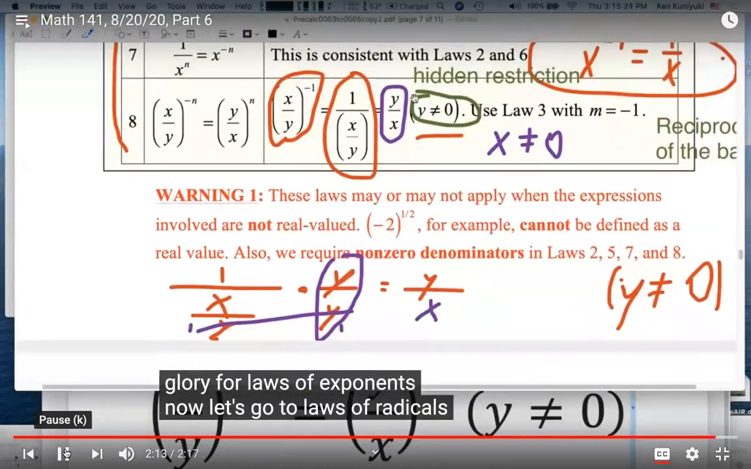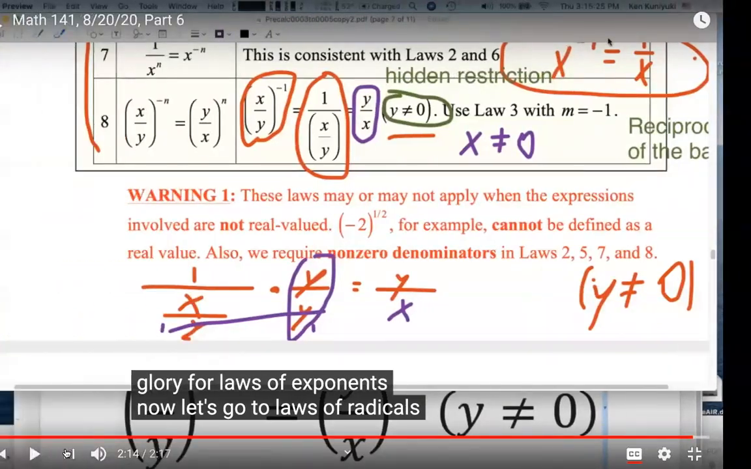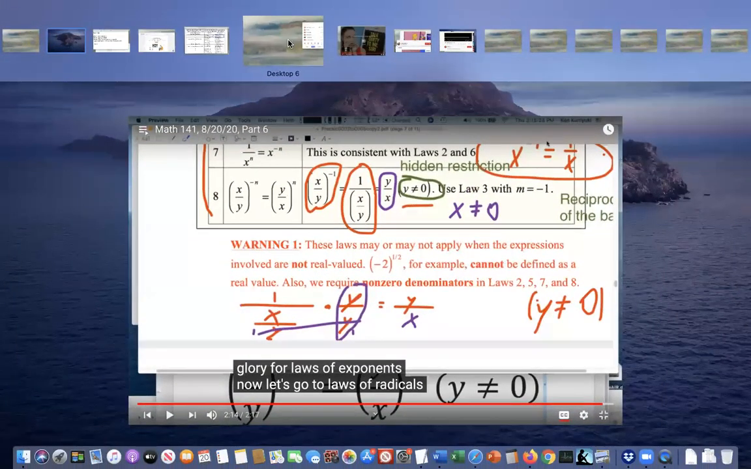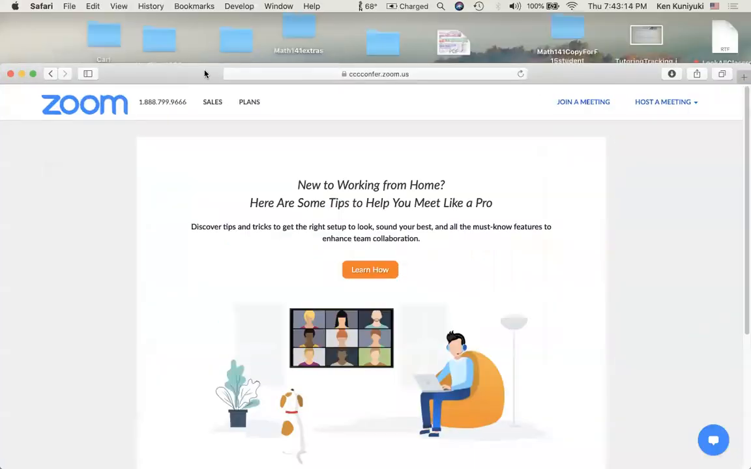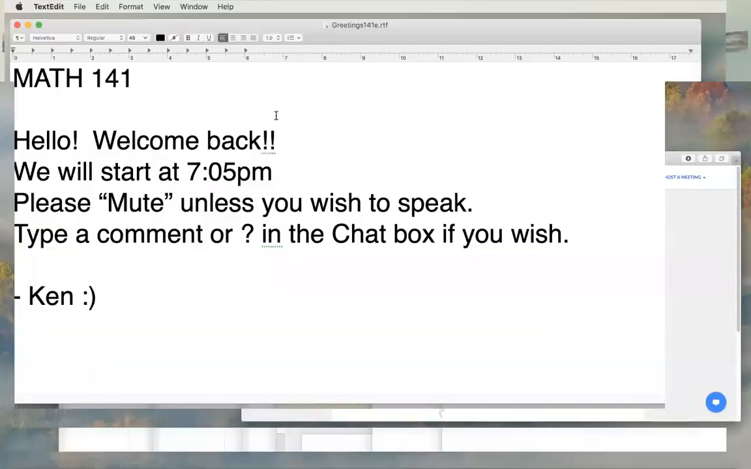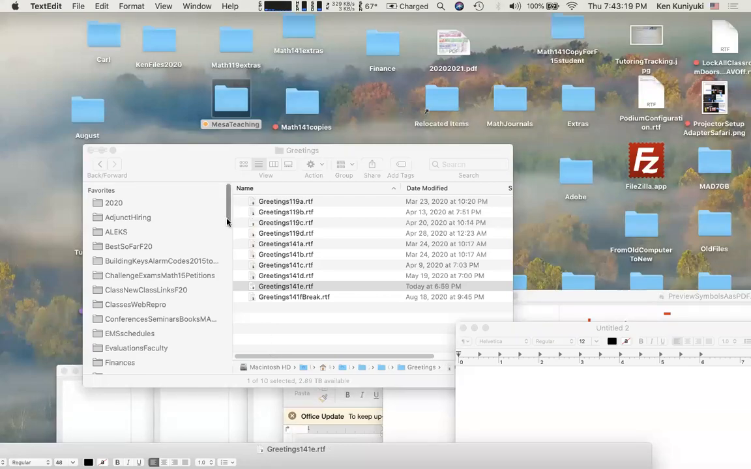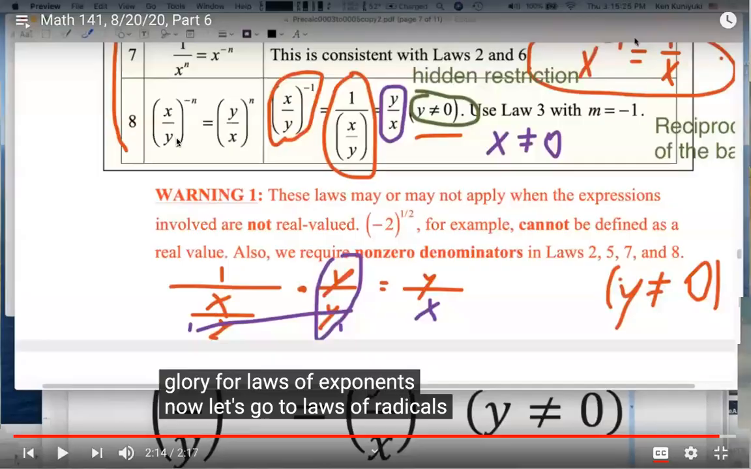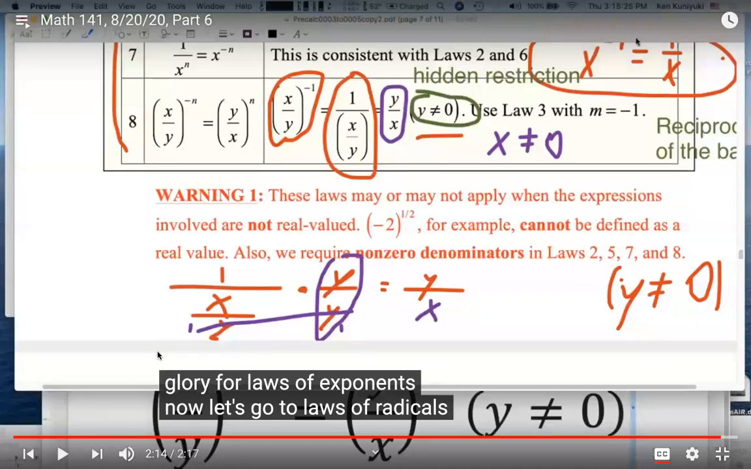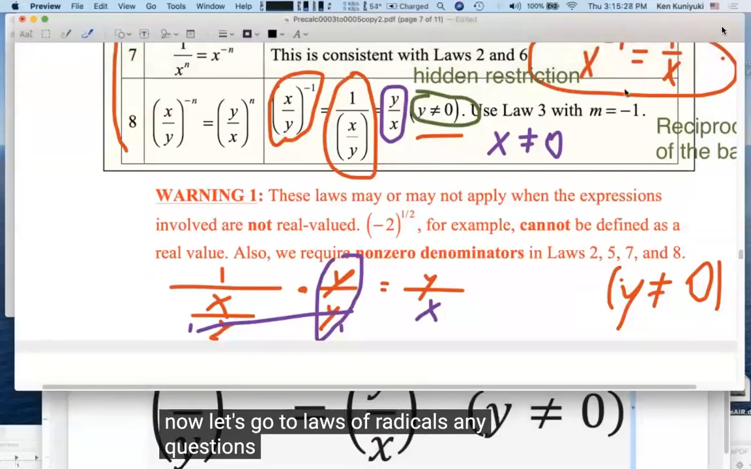Now let's go to laws of radicals. All right. Those are some gymnastics that confuse people, and I had a question in chat about that. Any questions there? Remember, I do have these boards I can write on if you need that. Any questions? All right, let's go to laws of radicals. Any questions? I asked questions in there too.